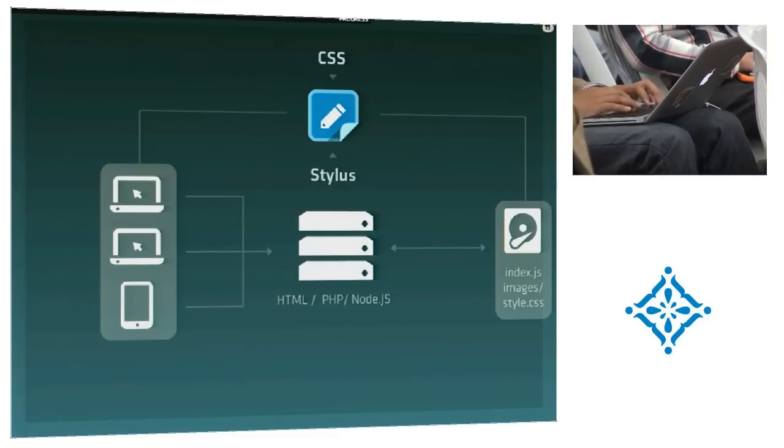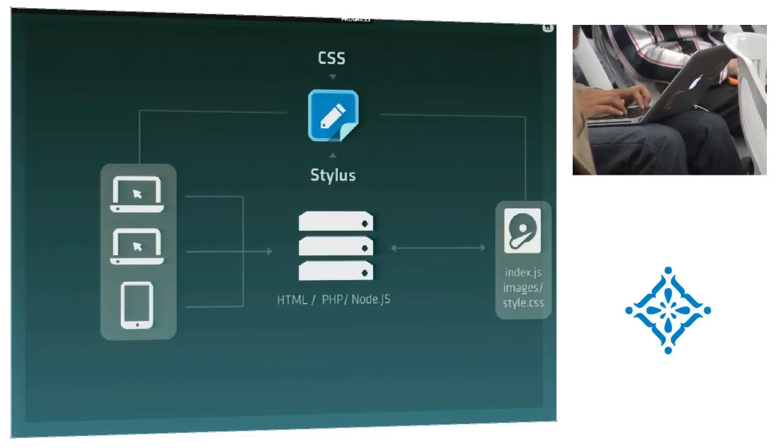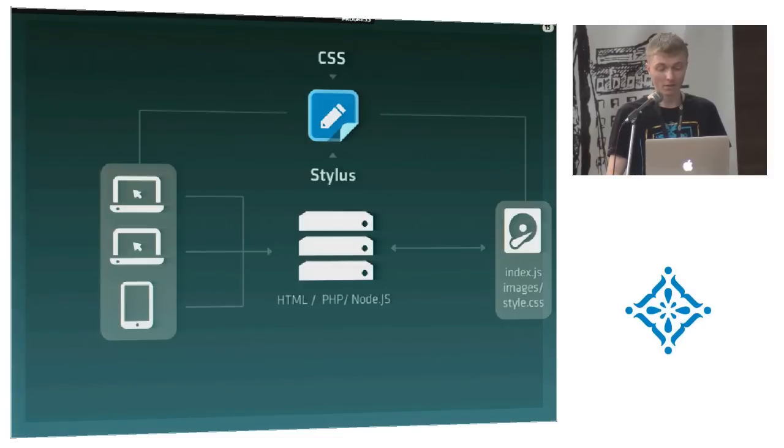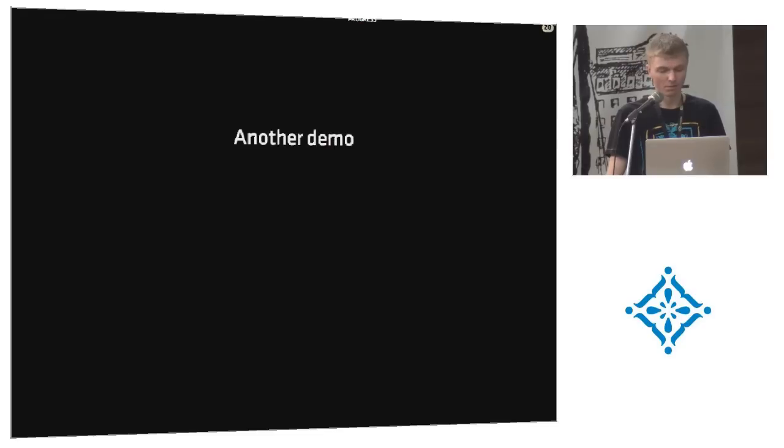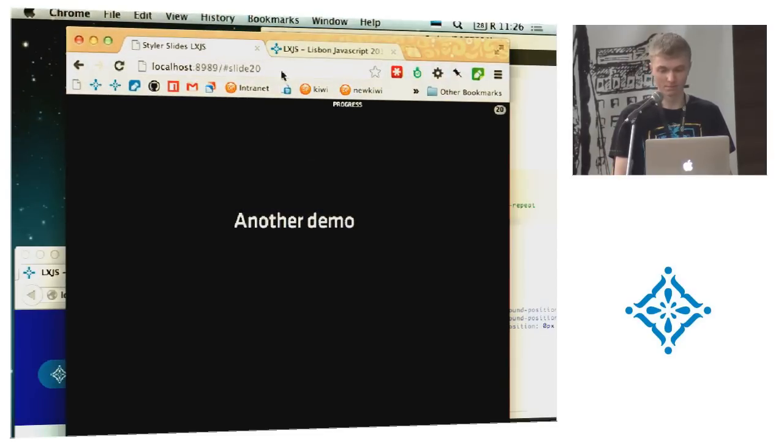Now in your hard drive, you have your Stylus file. It goes through the application, it's then compiled, and the client already gets the compiled version. And the best part is that you don't have to do any setup for this. You don't even need to have Stylus installed on your machine because it's bundled in. So let's take a quick look at that as well.